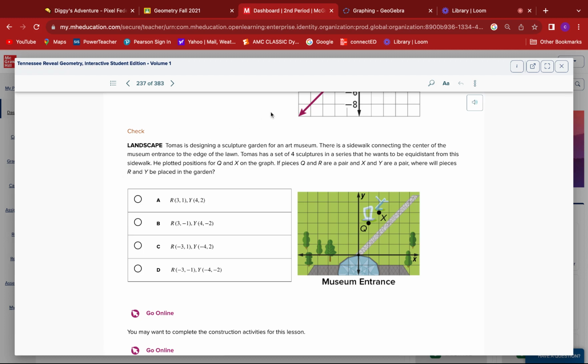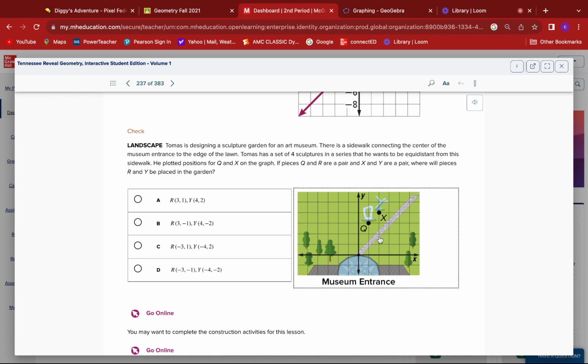All right, the check, the landscape. Thomas is designing a sculpture garden for an art museum. There is a sidewalk connecting the center of the museum entrance to the edge of the lawn. I'm assuming that's it right there. Thomas has a set of 4 sculptures in the series that he wants to be equidistant from the sidewalk. Basically it looks like he's going to take Q and reflect it over, and X and reflect it over. If pieces Q and R are a pair, that's saying when I take Q and flip it over, it's going to become an R. X and Y are a pair, so I'm going to take X, flip it over, and it's going to become a Y. Where will the pieces R and Y be placed in the garden?